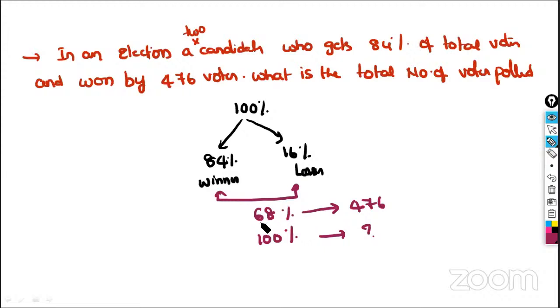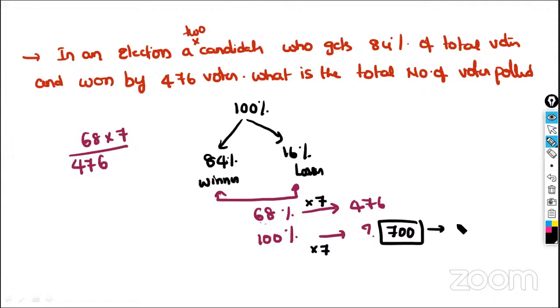Okay. Here 68 is there. So nearly the 7 table now. 7 6s are 42, nearly. 8 6s are 48, over. So I try to multiply with a multiple of 7. 7 8s are 56, 5 carry forward. 7 6s are 42, plus 5, 47. 476 now. That means a multiple of what? 7. Here also a multiple of 7. That means 700 is the polled votes. Okay, 700 is the polled votes.